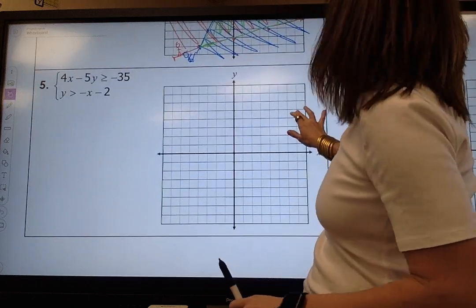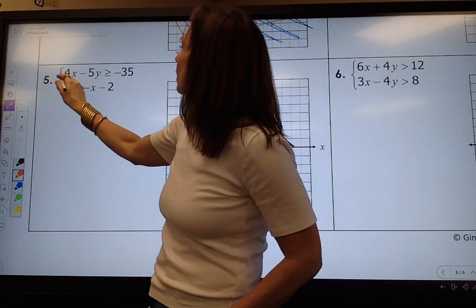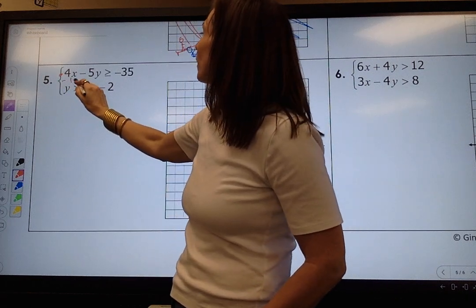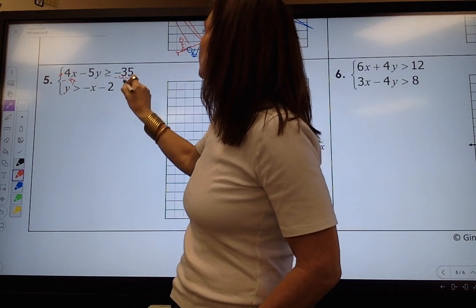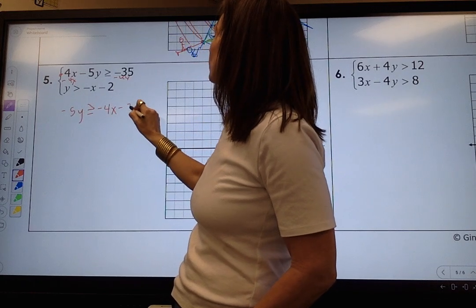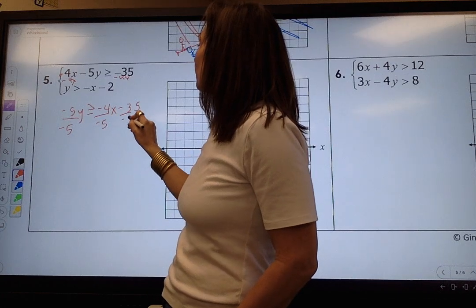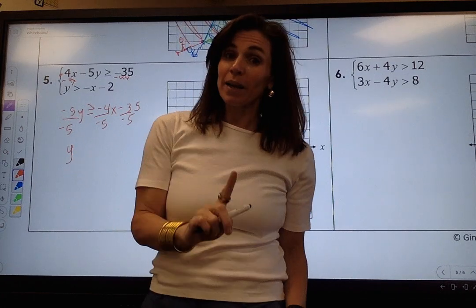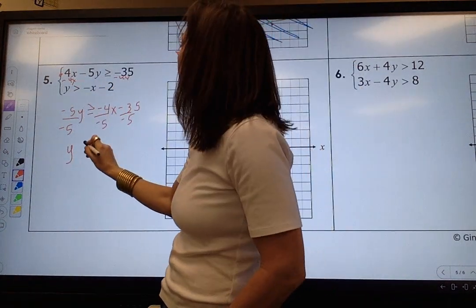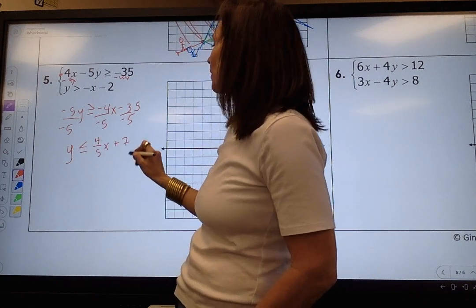Okay, let's look at number 5. Again, in red, I'll do this top one. I've got to get y by itself, so subtract 4x on both sides. I get negative 5y is greater than or equal to negative 4x minus 35. Divide everything by a negative 5, and you've got to switch your sign. So y is less than or equal to 4/5 x plus 7.